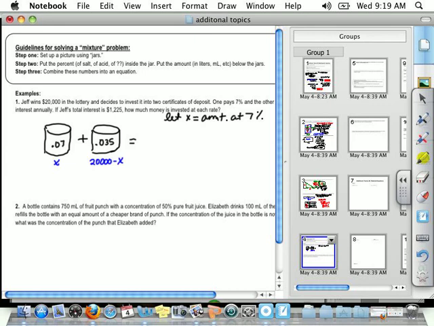Wait, but that's 1/5. 0.035 is 1/5 of 0.07. So shouldn't it be like? It's not 1/5. It's half of. Oh yes, that's what I mean. I'm sorry. Okay, so you're thinking about it logically.